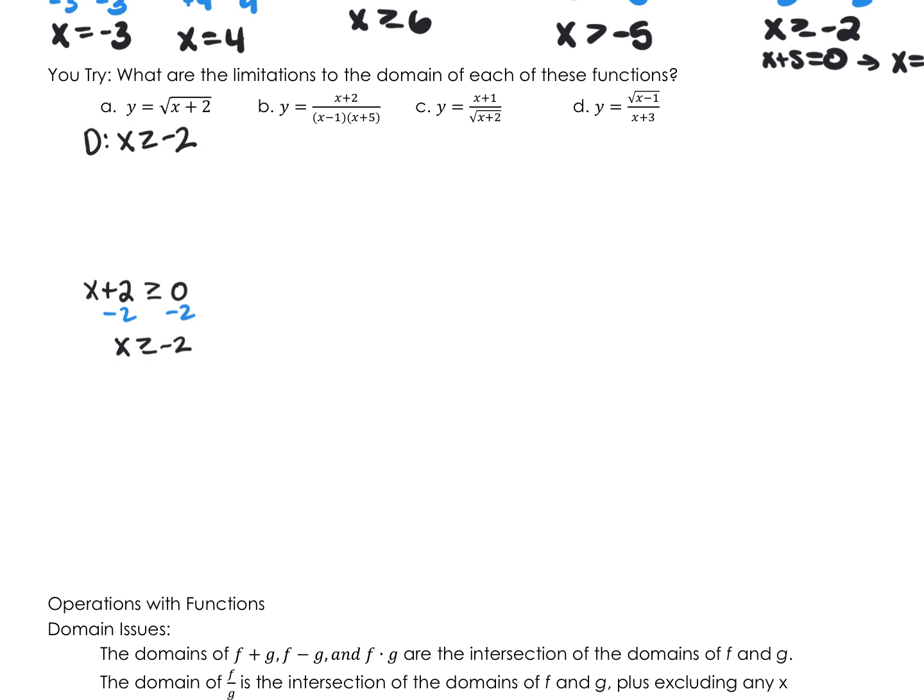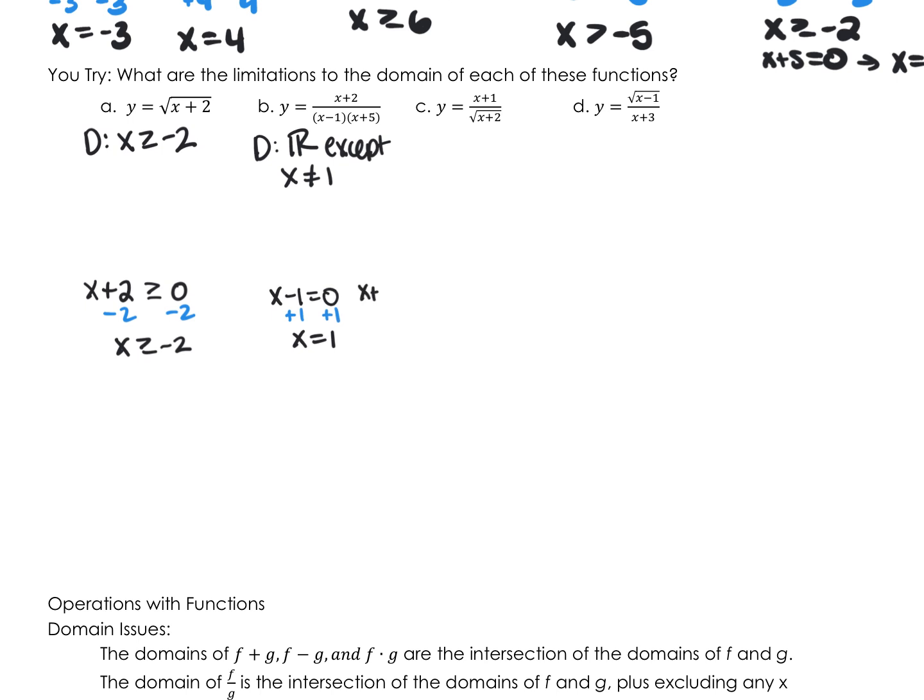For B, we don't have any radicals, right? So we don't need to set anything greater than or equal to 0 or greater than 0. So our answer for the domain will start with all real numbers because there are no radicals, okay? But then we need to look to see if there's any exceptions. And we do have 2 exceptions because there's 2 things in the denominator. So when you have exceptions in the denominator, you set those equal to 0 because we cannot have a 0 in the bottom. So we'll get one exception is x equals 1.